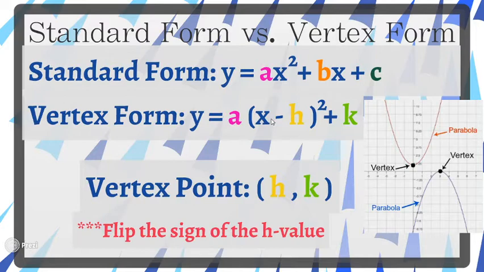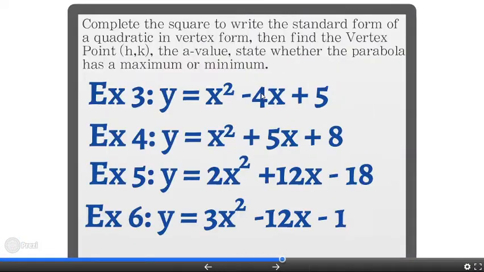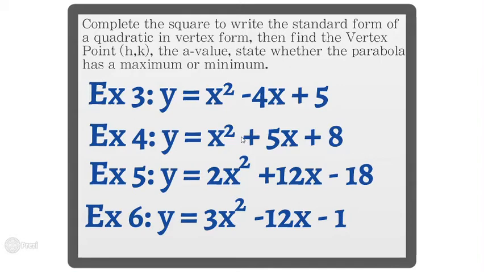Okay, and if you notice, the a value in standard form is going to be the exact same a value in vertex form. So keep that in mind. Now, the b and the c have nothing to do with the h and the k, but the a values are the same. Let me go back. Okay, so we're starting in standard form. If you see here, all of these look like ax squared plus bx plus c.